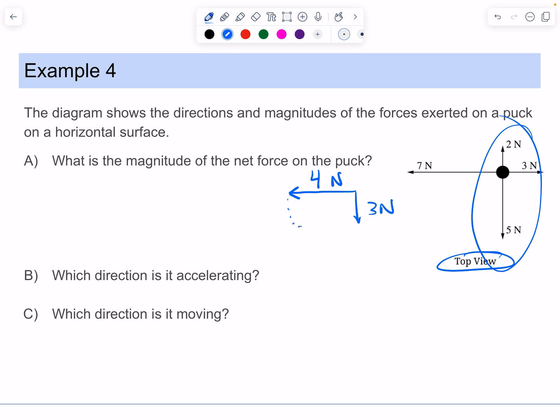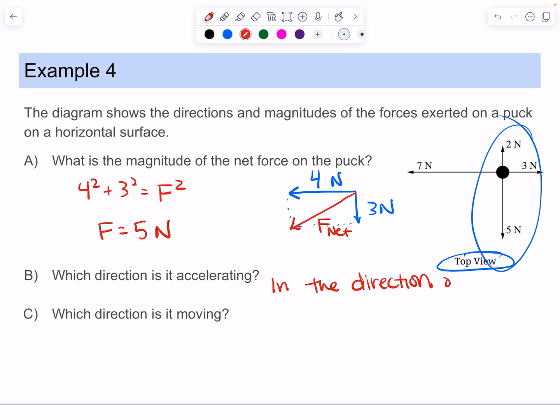So that means the net force would then be that. And if I want the magnitude of it, I'm just going to use a little Pythagorean theorem. 4 squared plus 3 squared gives me that hypotenuse. Force is then equal to 5 newtons. So in which direction is it accelerating? It always accelerates in the direction of the net force.